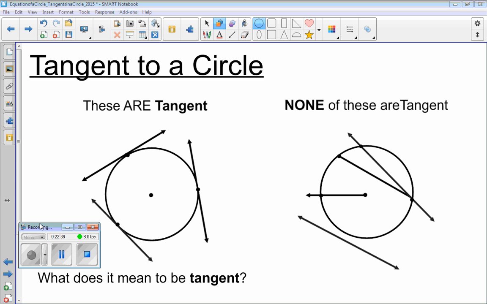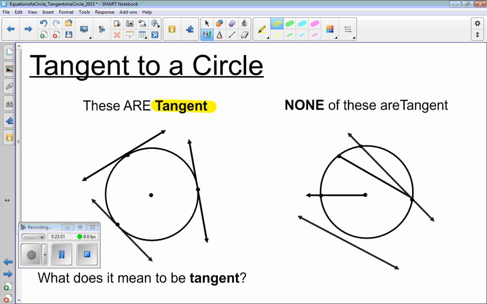But remember how I told you that there's different words that mean different things in math? And tangent's one of those words. We know that tangent is a function. It's like sine, cosine, tangent. It's a trigonometric function. We've already done that. But right now we also have something called a tangent to a circle, a tangent line.